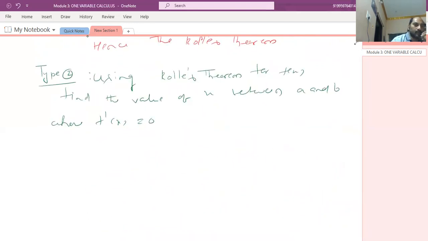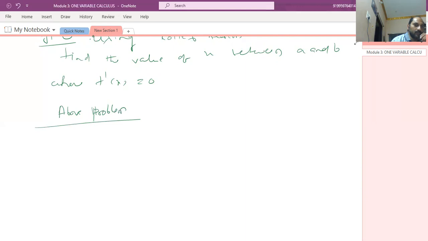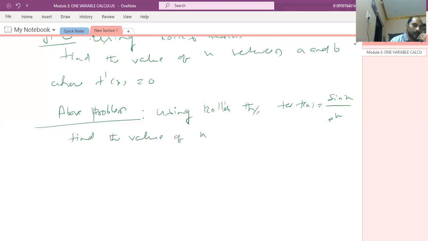For example, in the same problem above, they may ask like: using Rolle's theorem for the function f of x equal to sin x by e power x, find the value of x between 0 and 1, where f dash x equal to 2. This is problem 2.